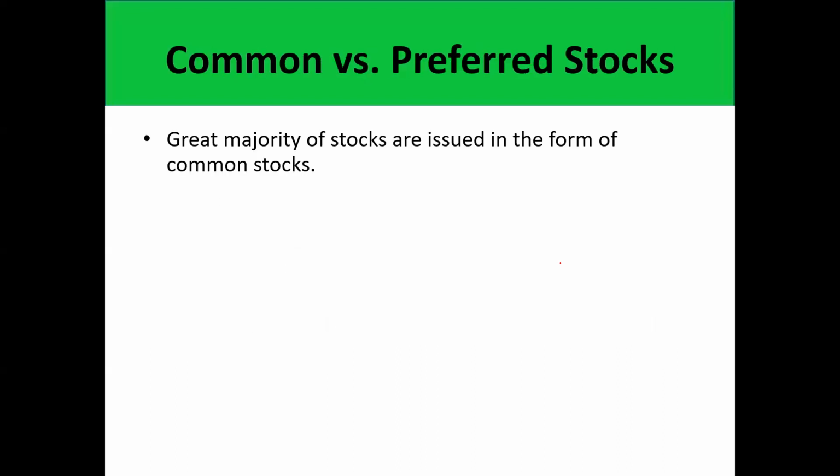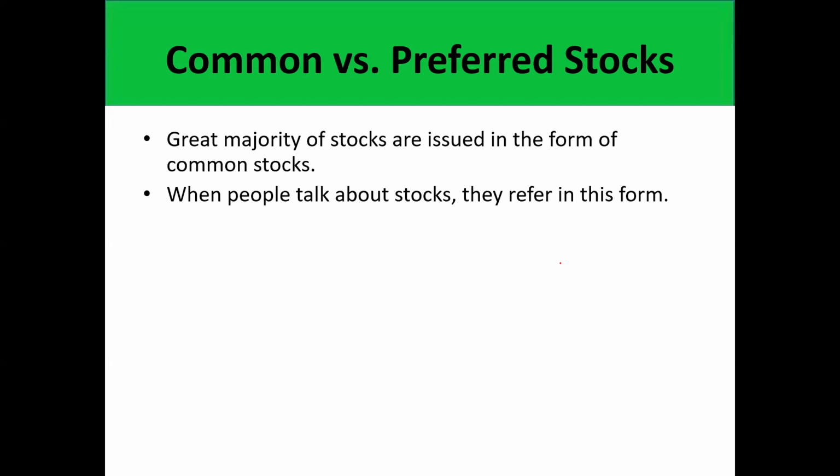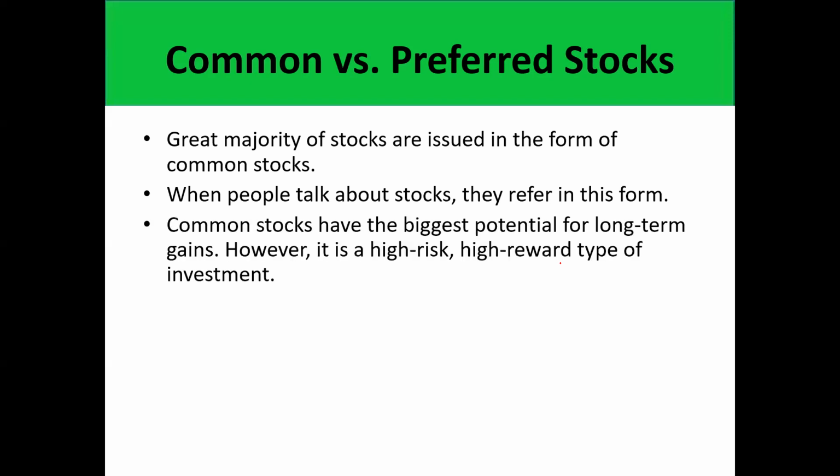Now, what are the types of stocks? We have common and preferred stocks. For common stocks, the great majority of stocks are issued in this form. So when people talk about stocks, they refer to this format. When you hear people talking about stocks, it means that they're talking about common stocks. Now, common stocks have the biggest potential for long-term gains. However, stocks in general are a high risk and high reward type of investment.